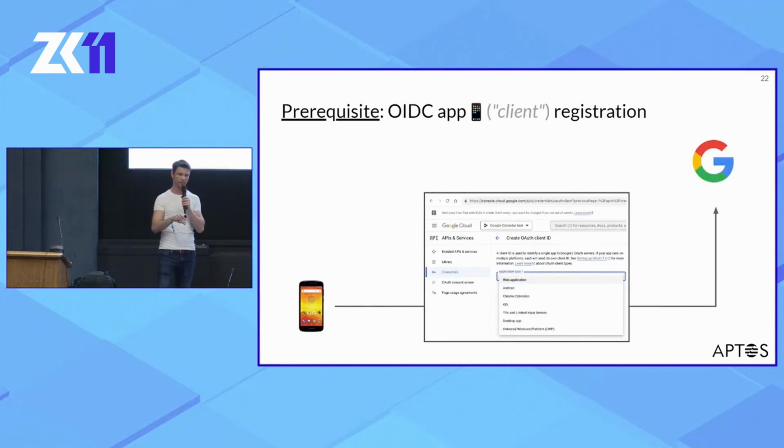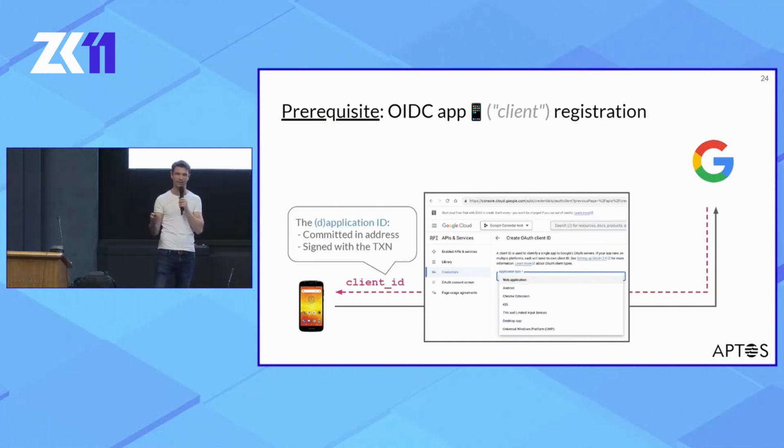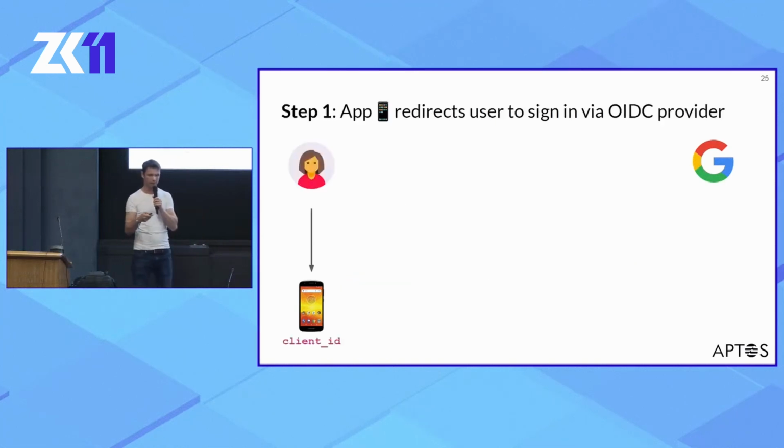So let's start with the OpenID Connect protocol and how applications register in this protocol in order to get a so-called client ID. So if you have an application like medium.com or dapp.xyz, you go on the Google Cloud Console, for example, and you register it in there. And at the end of this sort of manual process, you get a so-called client ID. So this will be the application identifier that I mentioned before, which is committed in your address, and it's also signed by Google when it signs your transaction, right? So that's the first step.